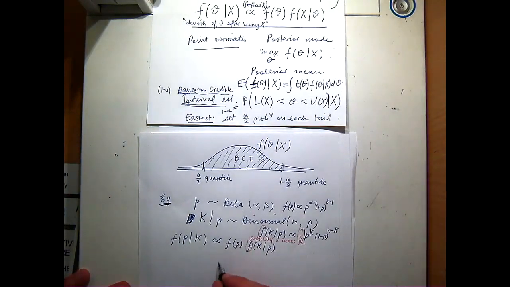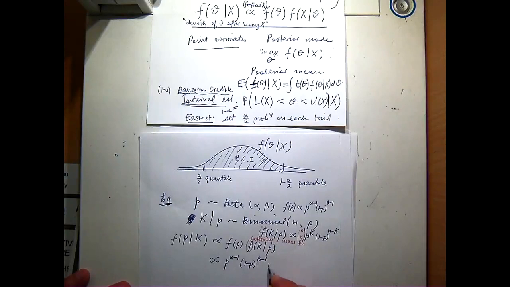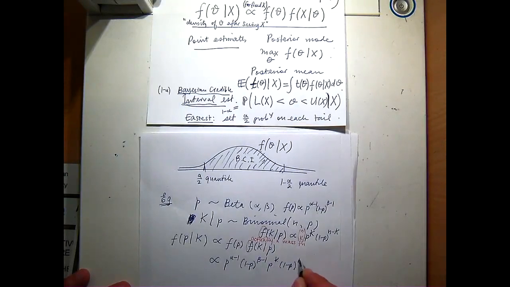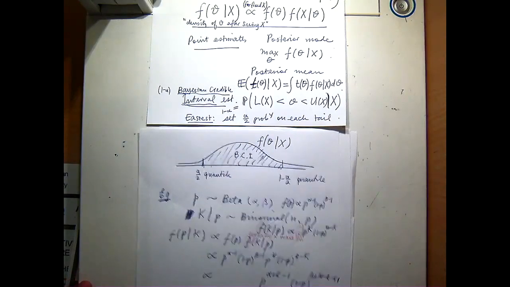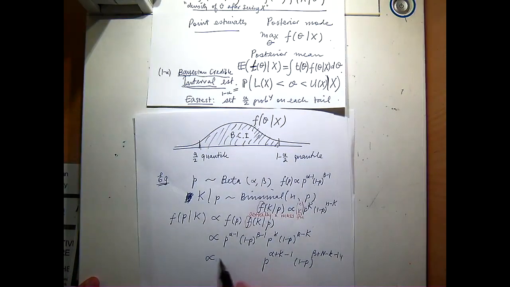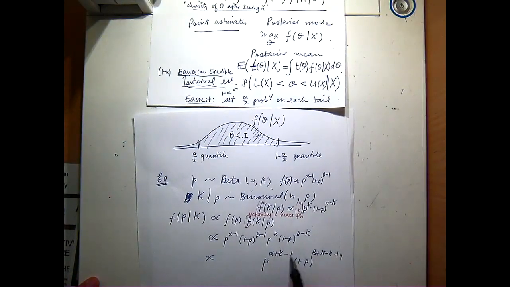So it's proportional. So that is equal to, even though by forgetting some constants, I can do P to the alpha minus 1, 1 minus P to the beta minus 1, P to the K, 1 minus P to the n minus K. And you've done so many beta things that you're used to recognizing this as proportional to the actual density of a certain beta, alpha plus K minus 1, 1 minus P to the power beta plus n minus K minus 1. And now all I'm going to do is observe those superscripts, and I actually know the constants that go here.